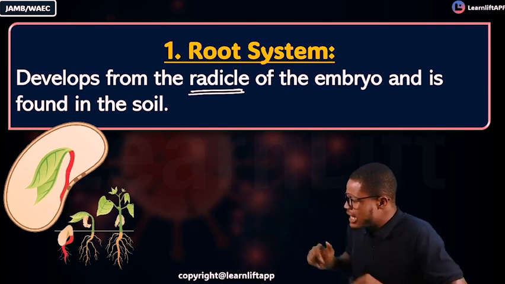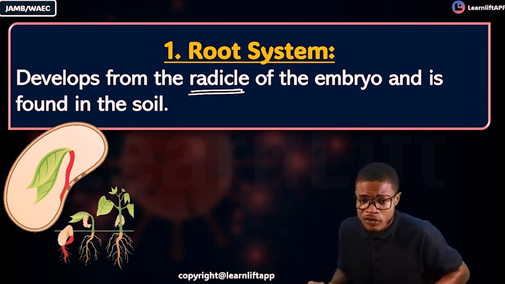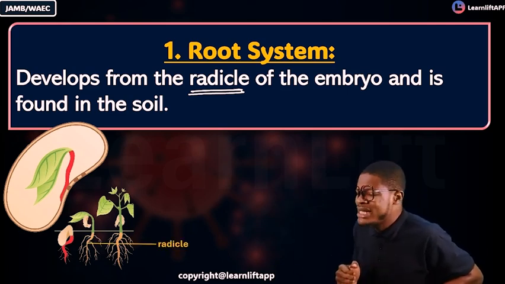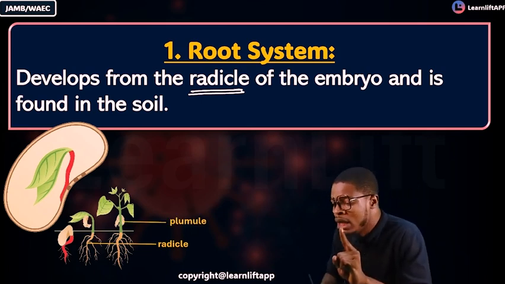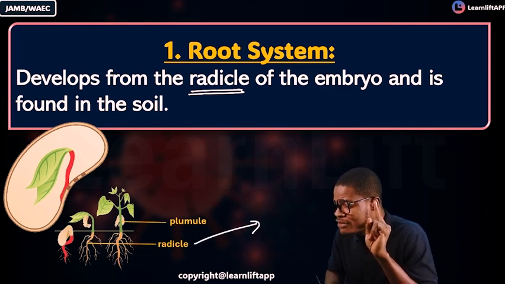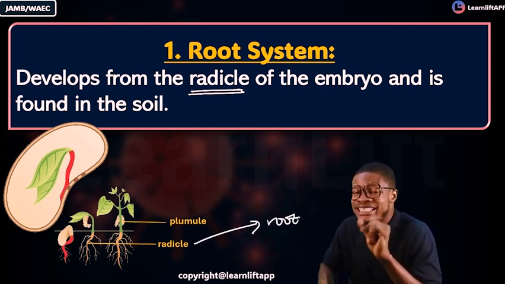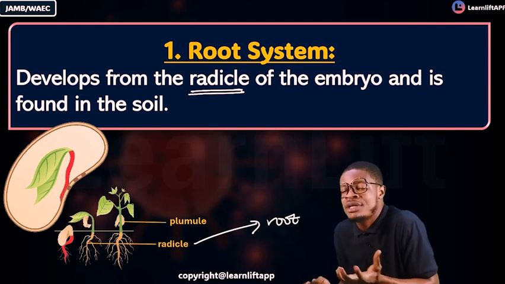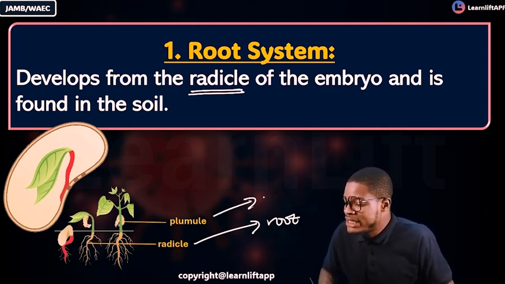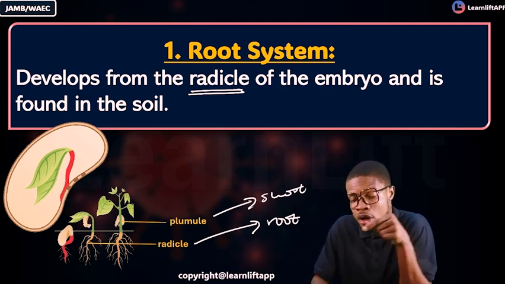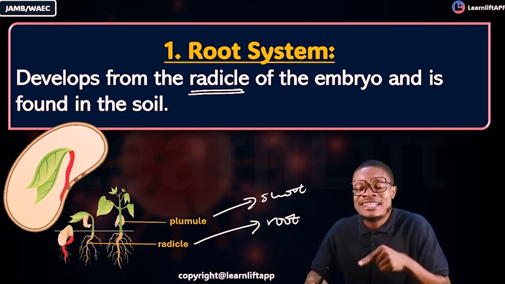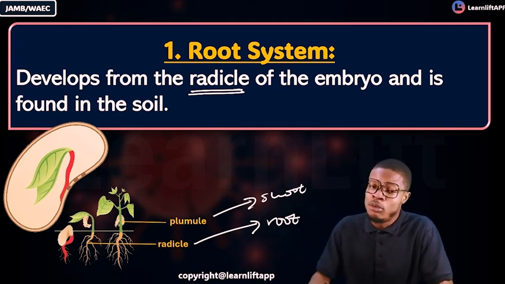Okay, now look at this very quickly. From this diagram, you can see, JAMB will never forgive you if you forget this. What can you see? Number one is the radicle. Number two is called the plumule. The radicle is what will give rise to the future roots. The entire root system develops from the radicle. The entire shoot system develops from the where? From the plumule. So the future roots is the radicle, and the future shoot system is the plumule that you are seeing now.